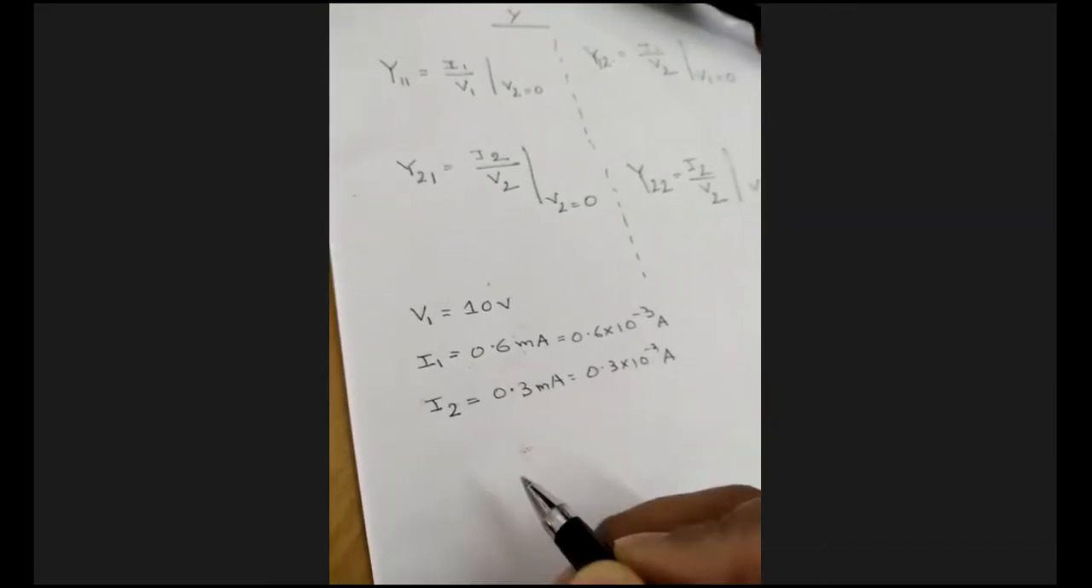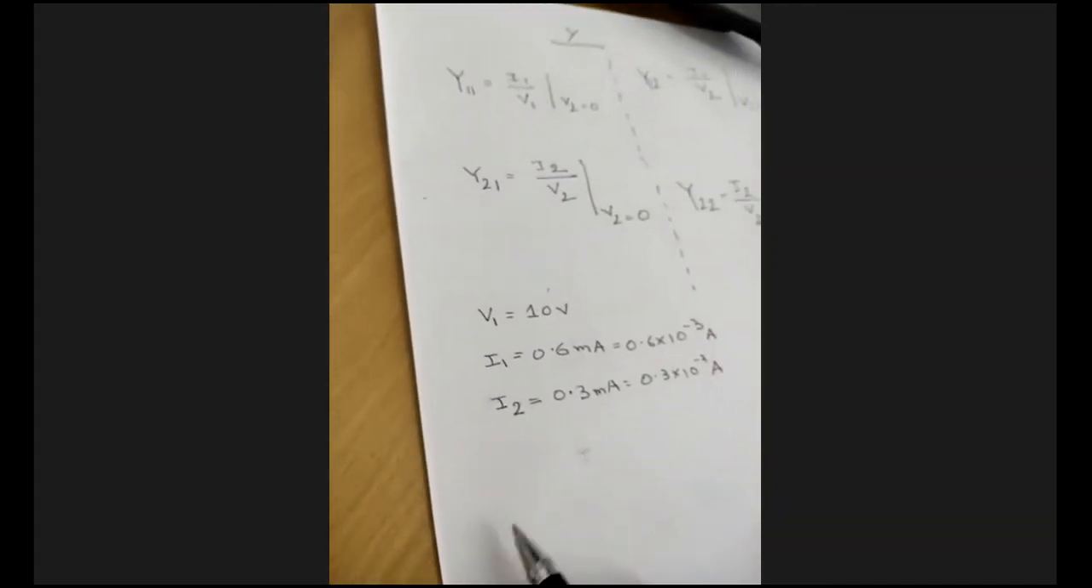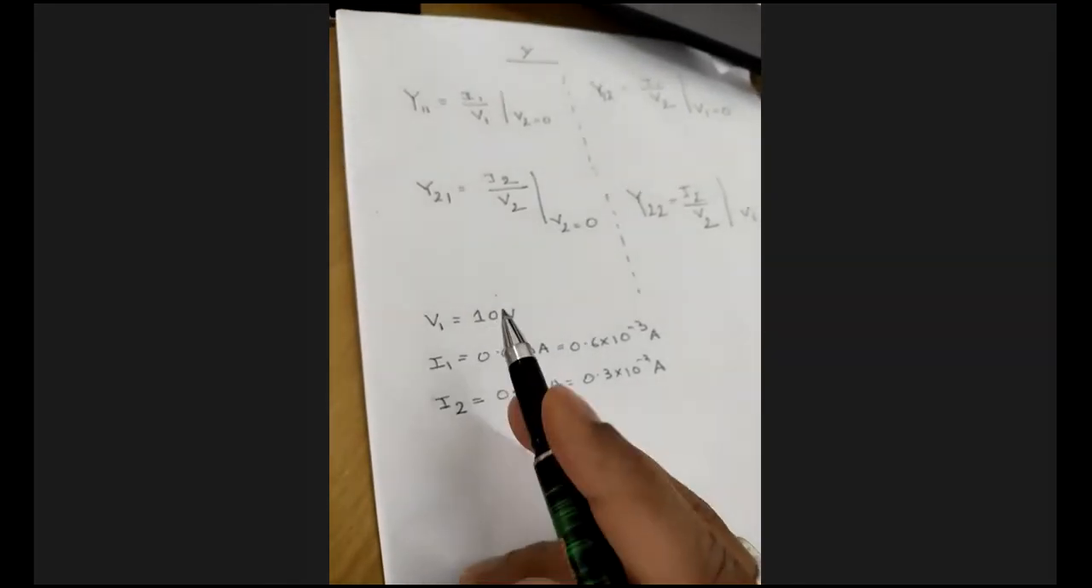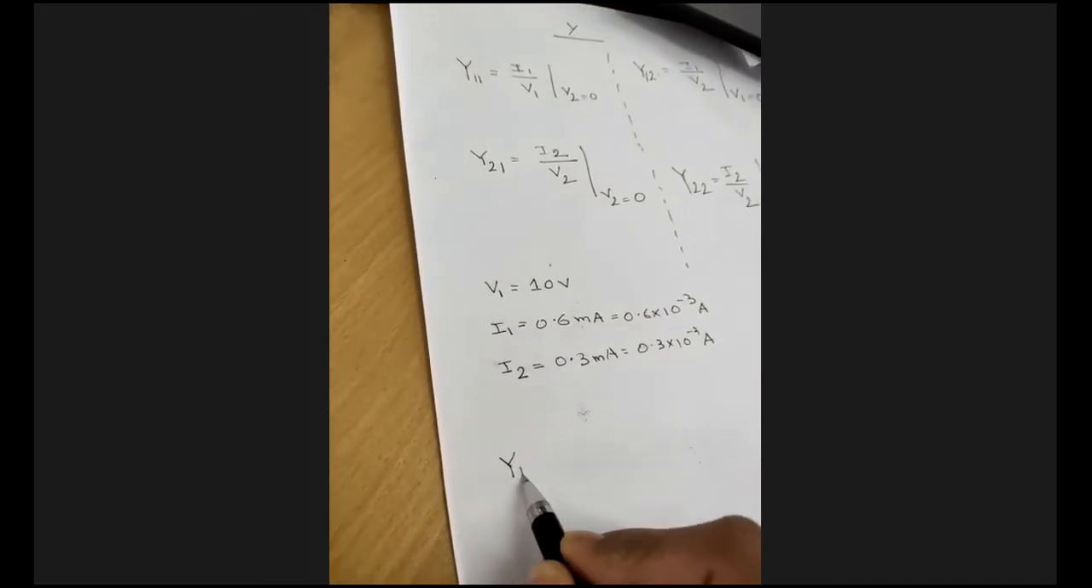Okay. Now find out the values. Please find out y11 and y21. If the meeting goes off automatically, then please join again in the same meeting.